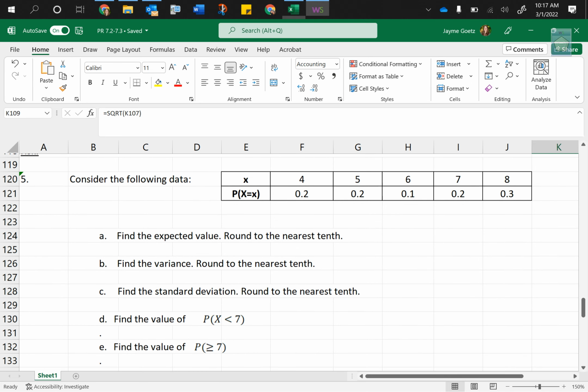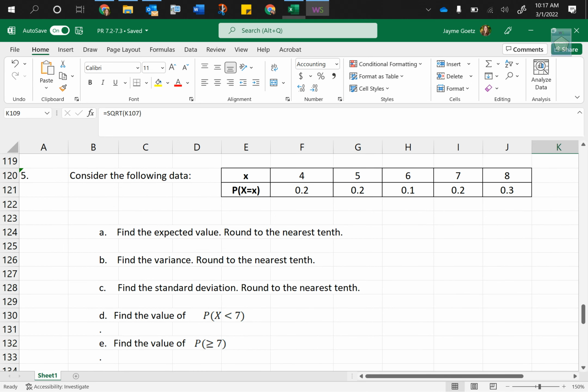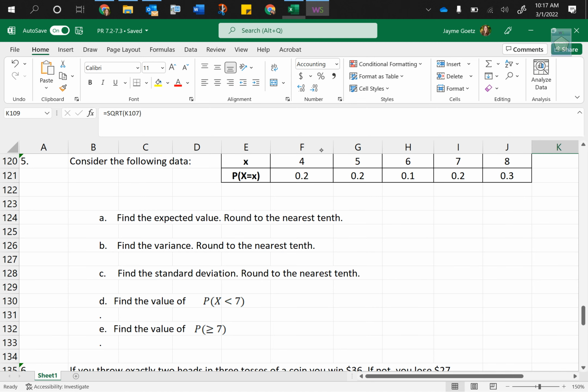So let's go to number 5. It says, consider the following data. I have all of my random variables here, 4, 5, 6, 7, and 8, and I have all of their probabilities. Then there's letter A, B, C, D, and E that they want me to find. It says, find the expected value, rounded to the nearest tenth. Well, here's what's annoying.